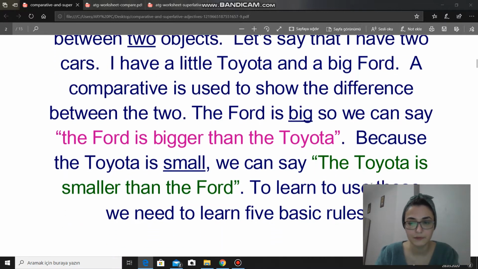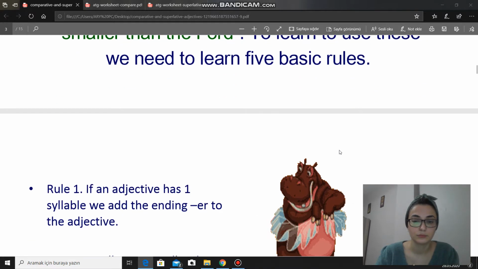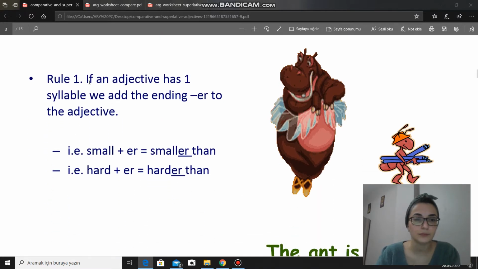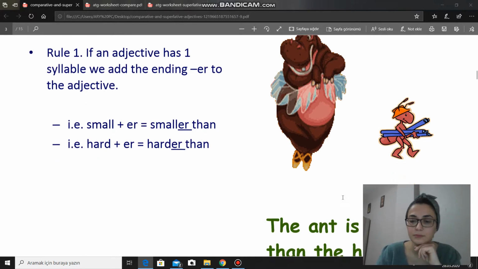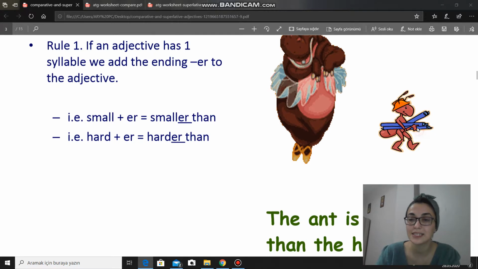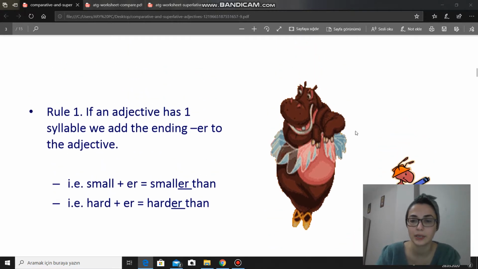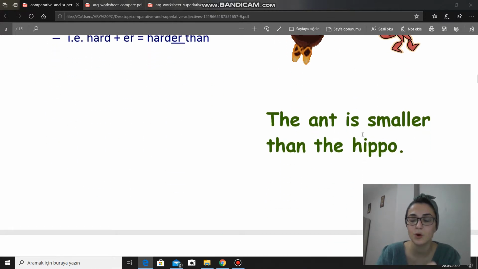So to learn this, we are going to use 5 basic rules. First one, if an adjective has one syllable, we add the ending er. This is our simple rule. Small, smaller than. Hard, harder than. The ant is smaller than the hippo, as you can see.